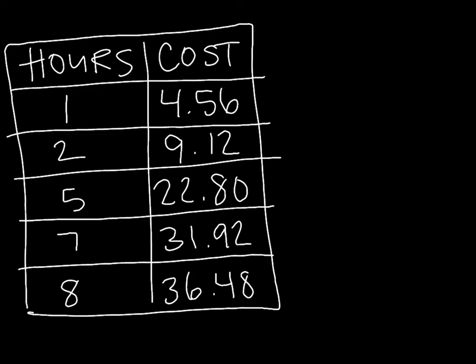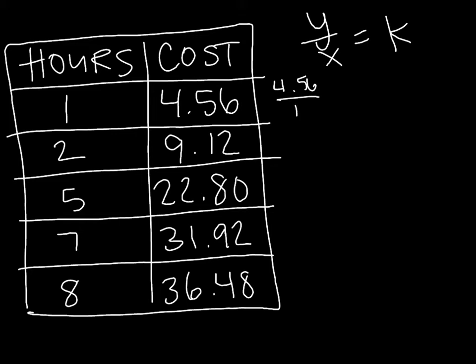But if one of them has a different unit rate, then we are going to go ahead and say that this table does not represent a proportional relationship. So what we're going to do is we're going to find the ratio of y to x. So I'm just going to write up here y over x, and we're going to see if it equals the same number every time.